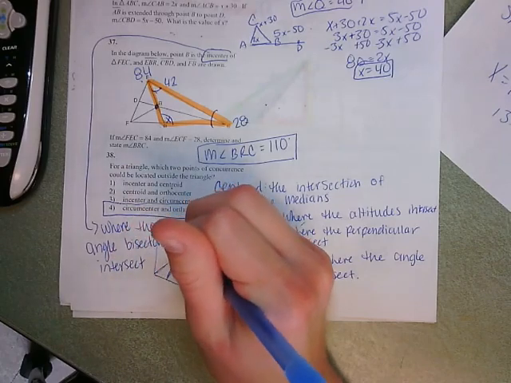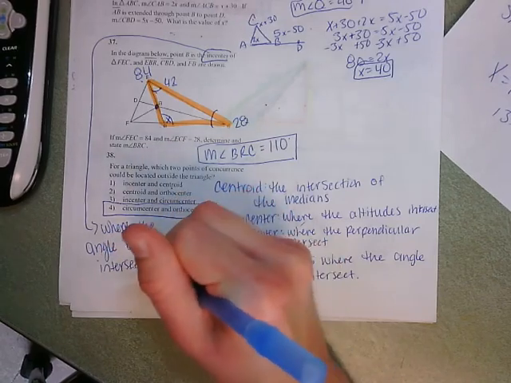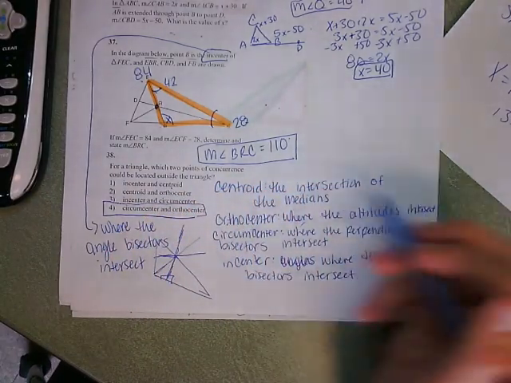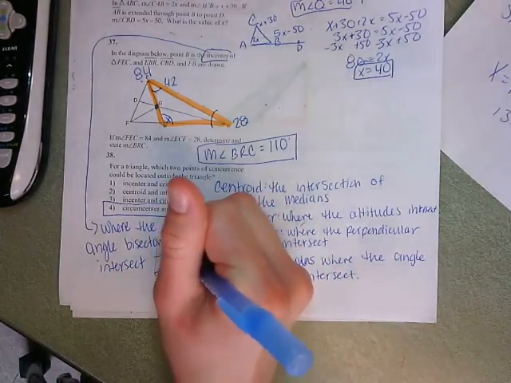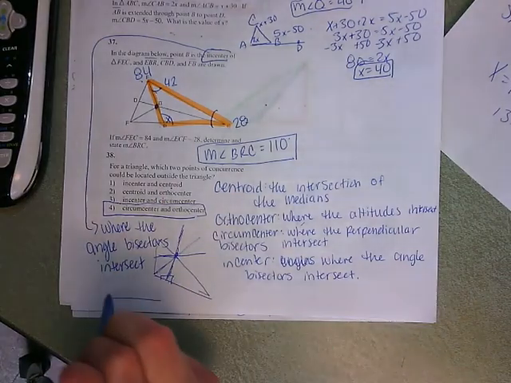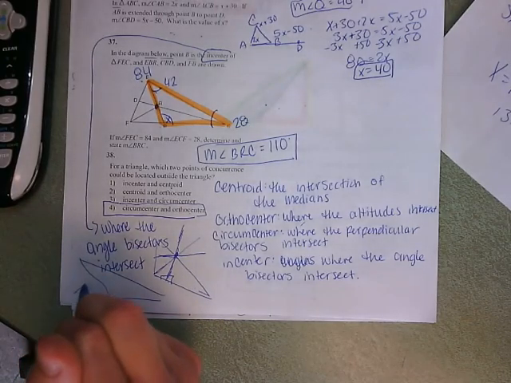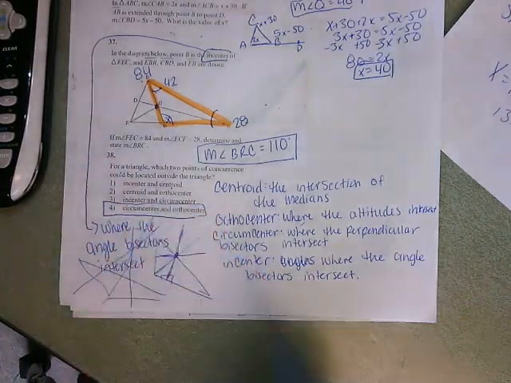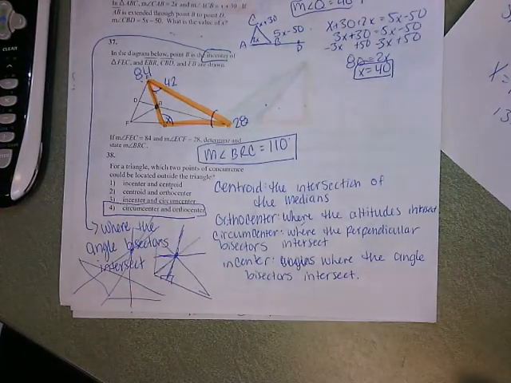So remember, altitudes are drawn perpendicular, so that's the orthocenter, and the circumcenter is where the perpendicular bisectors intersect, so same thing. Okay, so they can both be located outside the triangle.